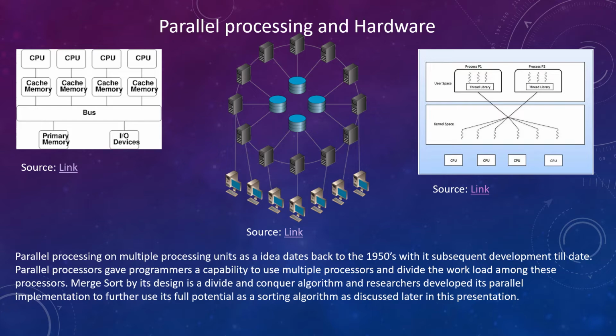Going ahead, we see that merge sort by its design is a divide and conquer algorithm, as we understand. So merge sort, being a divide and conquer algorithm, should use multiprocessing and multiple threads to give higher speeds for bigger sorting operations, which was quite easily logical, and that is why researchers developed its parallel implementation to further use it to its full potential as a sorting algorithm. And this is basically discussed in this presentation going forward.